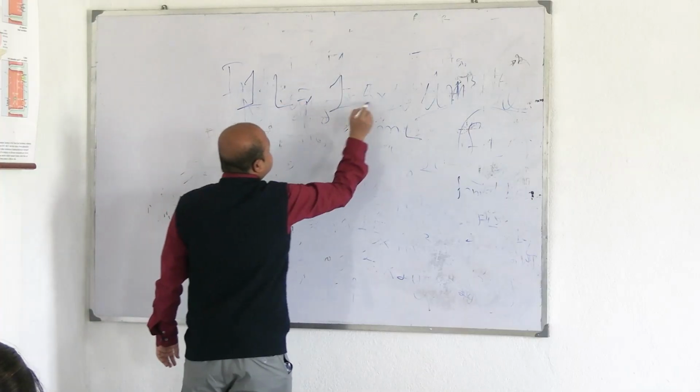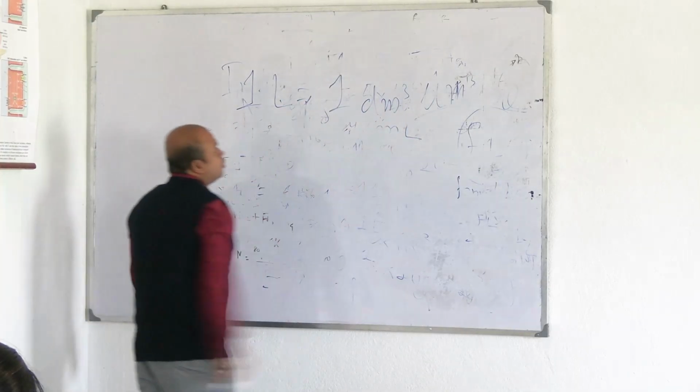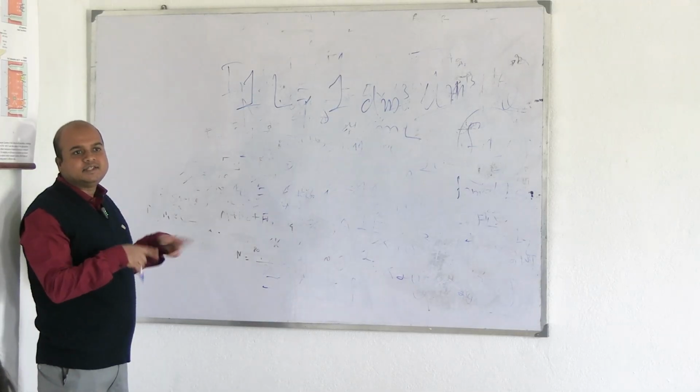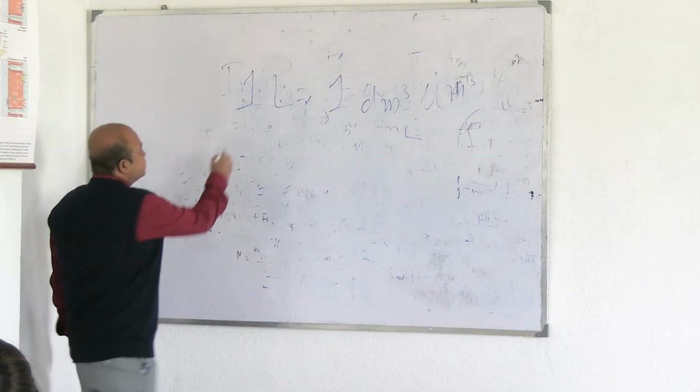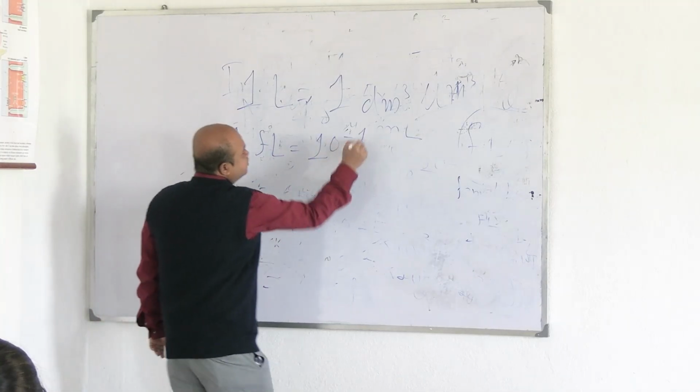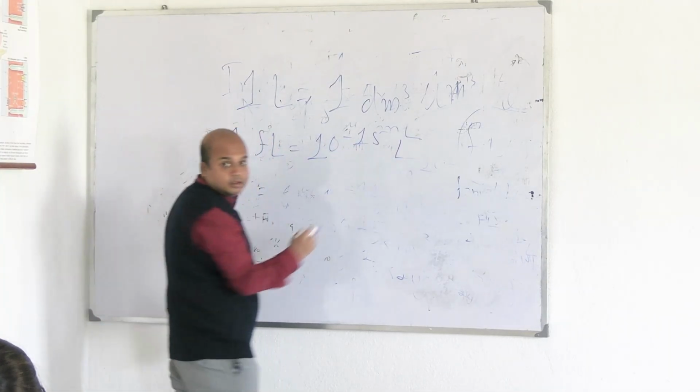1 liter is equal to 1 decimeter cube, okay. So we are trying to convert from the SI system to the CGS system. So 1 femtoliter is equal to 10 to the power minus 15 liter.